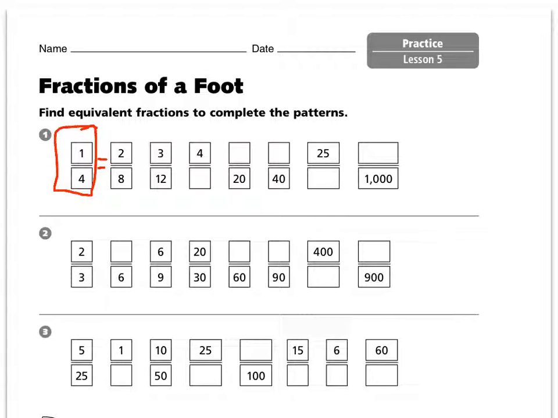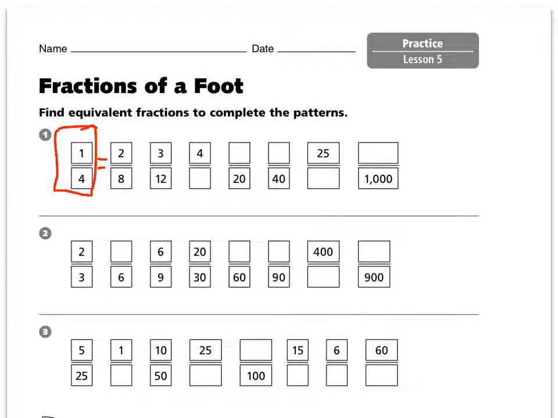In order to turn 1 into 2, I multiply by 2. 1 times 2 equals 2. 4 times 2 equals 8. We're going to do the same thing. How did I get 1/4 into 3/12? I can think about that, and I know that 1 times 3 equals 3, and I know that 4 times 3 equals 12 to get 3/12.